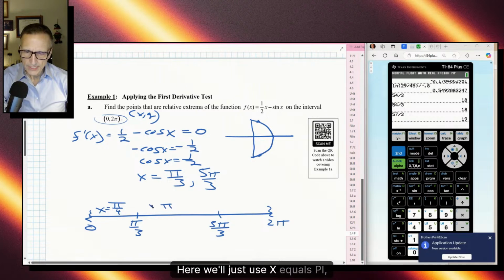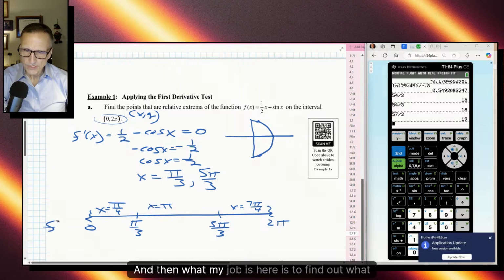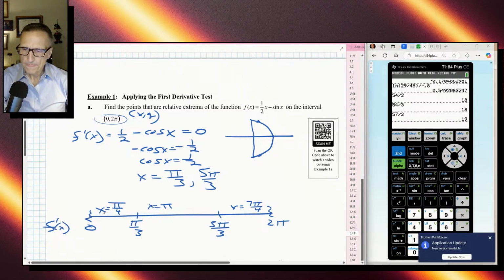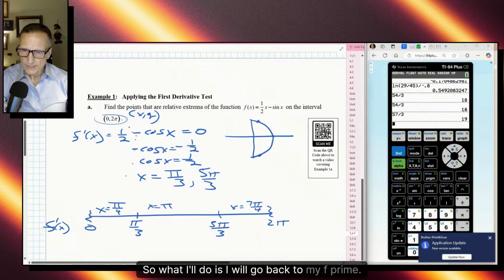Here, we'll just use x equals pi, right? That would be between pi over 3 and 5 pi over 3. And then here we could use 7 pi over 4. So that's going to be my third test point. That would represent all the points in the interval 5 pi over 3 to 2 pi. And then my job is to find out what f prime of x is for those three intervals.